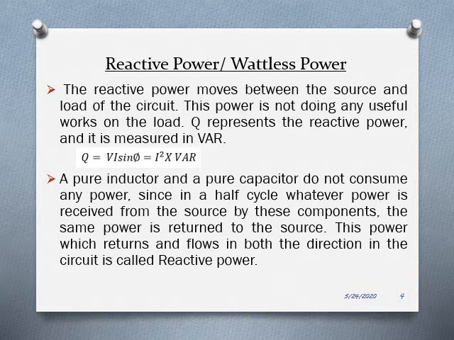As was said in the beginning, the reactive power is a power that is expended across the reactance. So you may write the equation as I square X VAR. The X is the reactance component, which could be XL or XC, inductive reactance or capacitive reactance. A pure inductor or a pure capacitor does not consume any power. Whatever power is received from the source by these components, the same power is returned to the source. This power which returns and flows in both directions is known as reactive power.